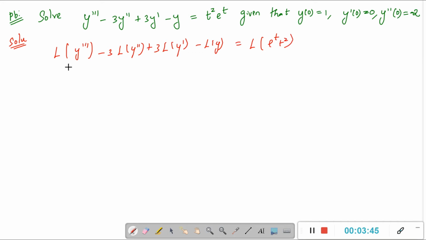Now I am going to apply the formula for L of y triple dash. It is nothing but s power 3 L of y minus s square y of 0 minus s y dash of 0 minus y double dash of 0.